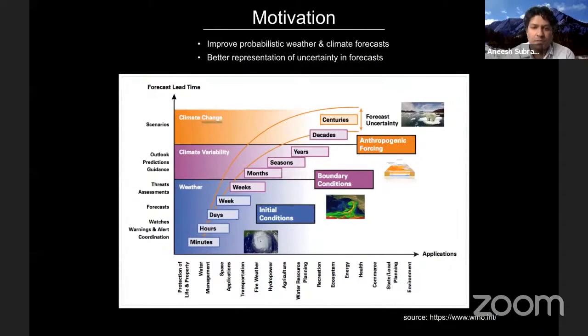So what's the motivation for representing uncertainty in our system? This figure is from the WMO, the World Meteorological Organization. What's plotted on the x-axis here is the application for different information at different timescales of prediction of the Earth system. And then the y-axis is the kind of information we get from predicting the Earth system at those timescales.